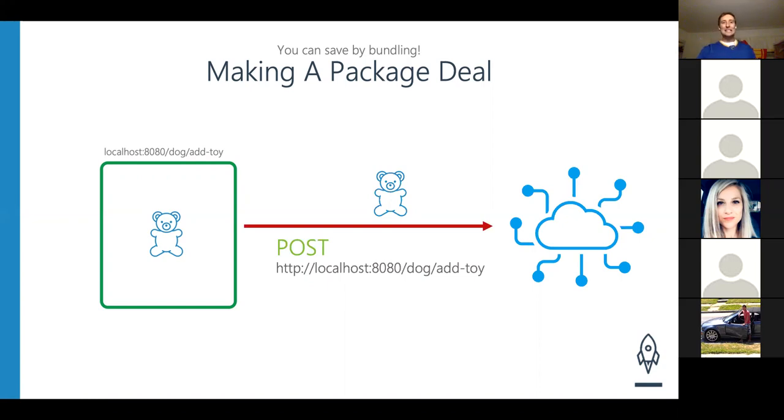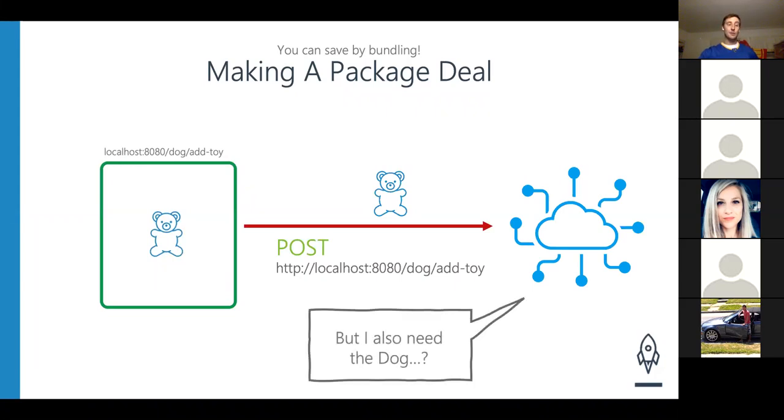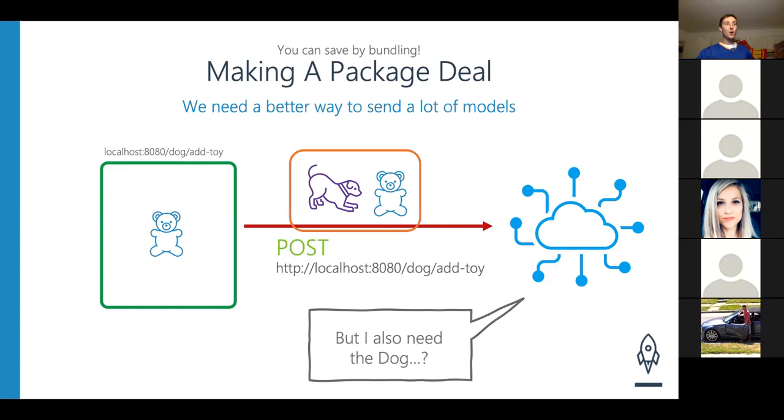Now the problem with this add toy example is that, okay, we have a toy, but we told our Hibernate, our database, we promised it a dog. Because remember, our toy relates to a dog. So not only do we have to send over the toy to the controller, we also have to send its counterpart, a dog. We have to send over a package deal. Send over the dog and the toy information and package them together.